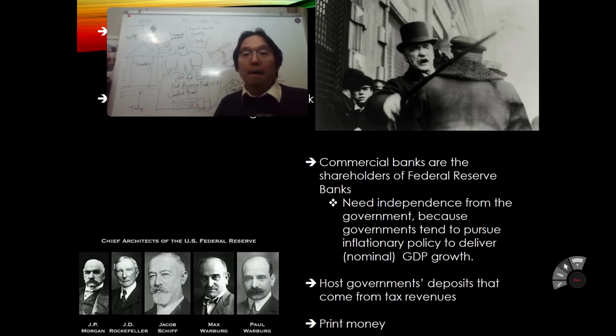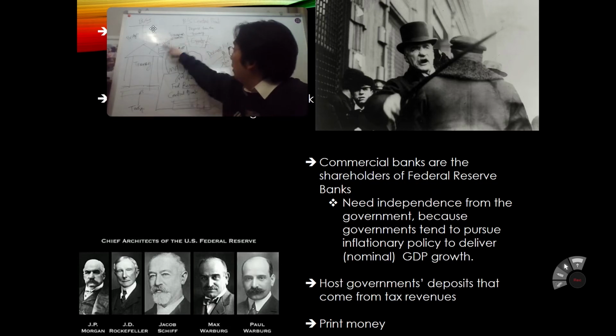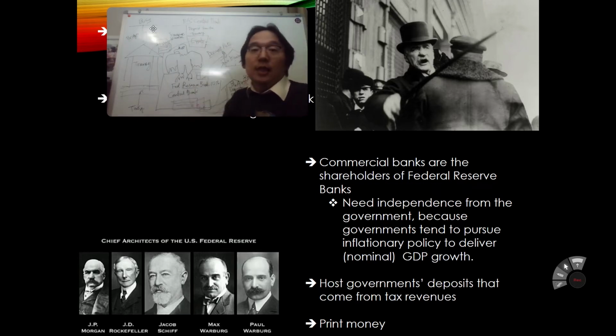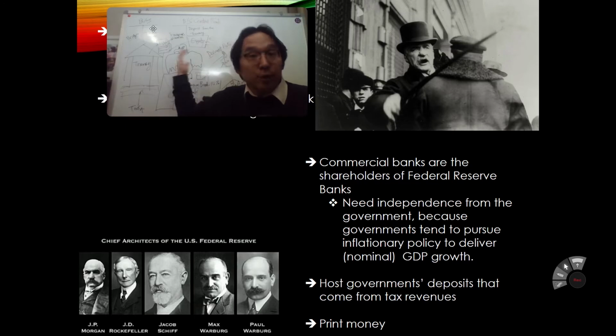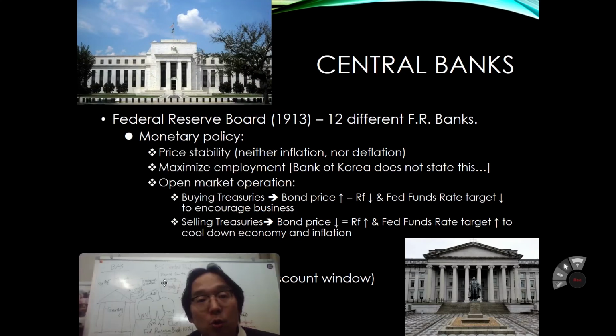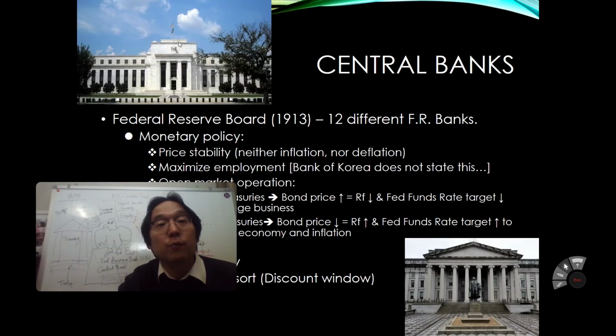That's creating another instability in the system, so they wanted to stay away from this kind of influence. Then the host government's deposits come from tax revenues. I told you before, the tax revenues collected by the Treasury or the IRS go into this deposit. And then the central bank can print money on its own for the whole country. That was their idea, and the central bank's role is over here, with the bald eagle that I drew.